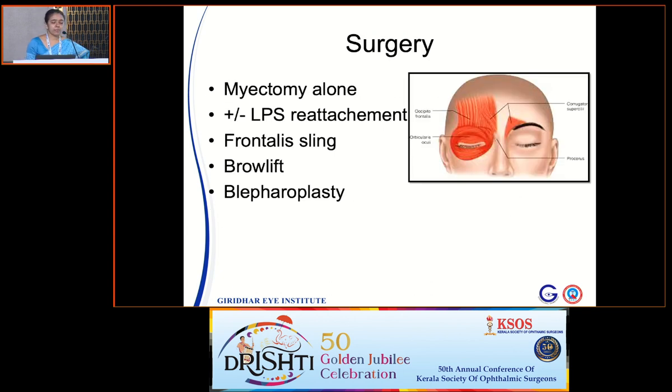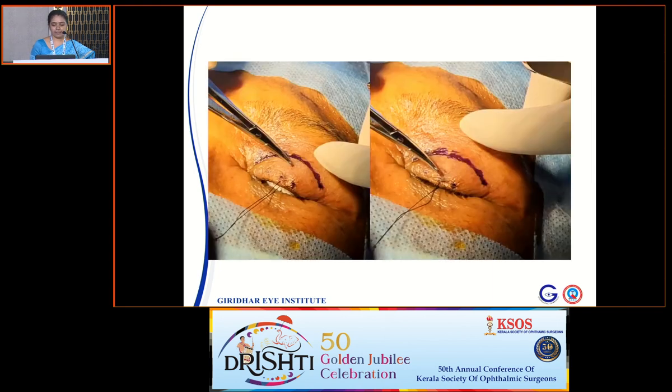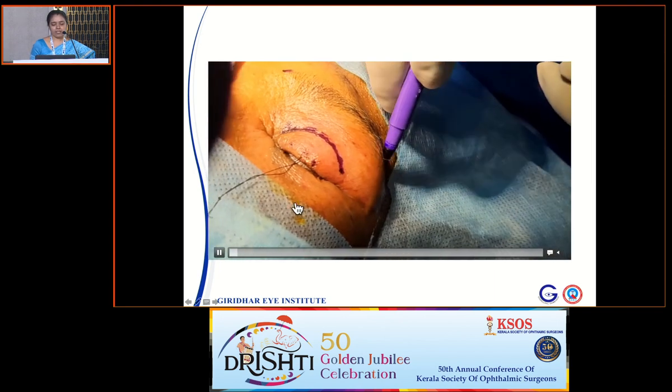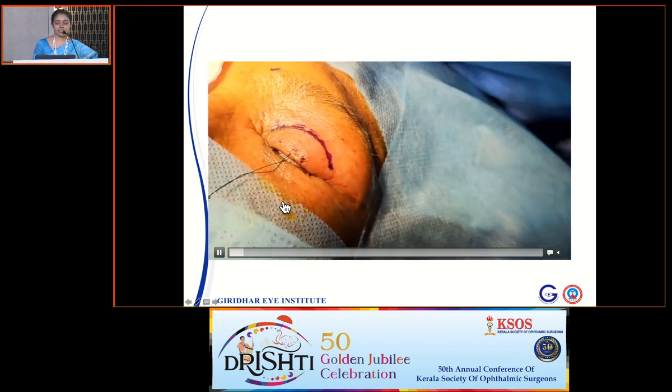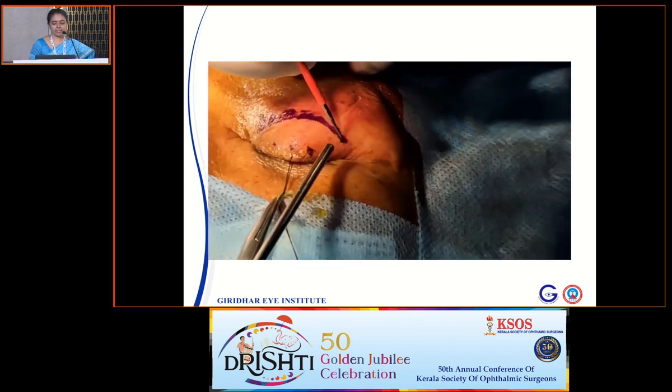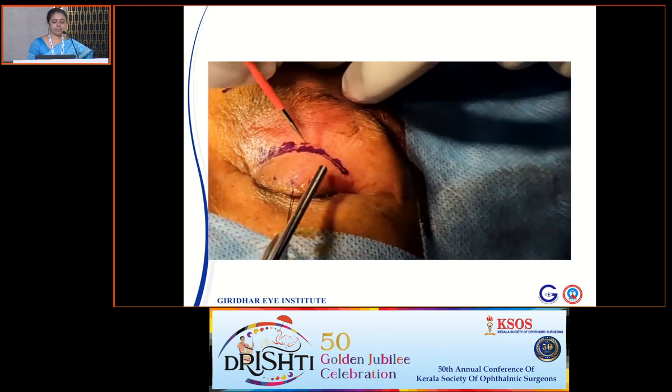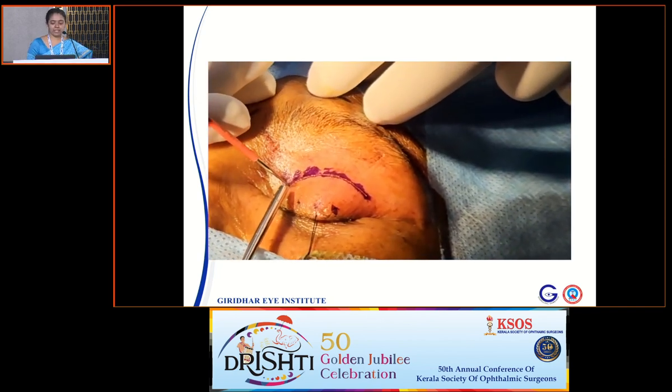Coming to surgery proper, myectomy can be combined with levator reattachment or frontalis sling or brow lift and blepharoplasty. All the photos are very familiar in this session. Primarily we are removing the orbicularis as well as the corrugator and procerus. So coming to the surgery, it is a very long surgery. For the lid crease incision, you can use either radiofrequency cautery or a number 15 blade.